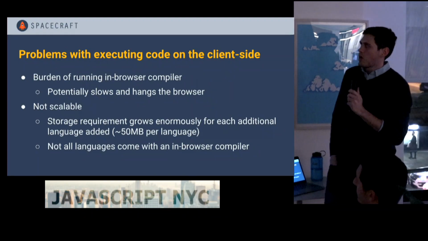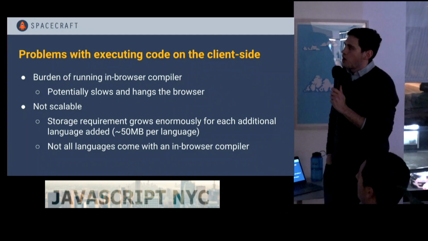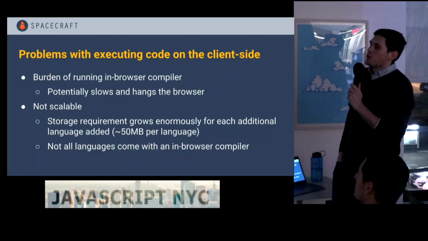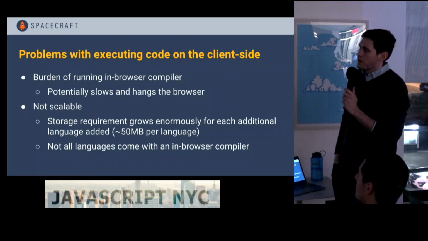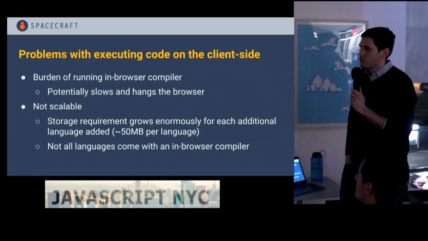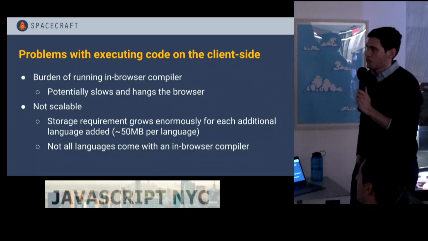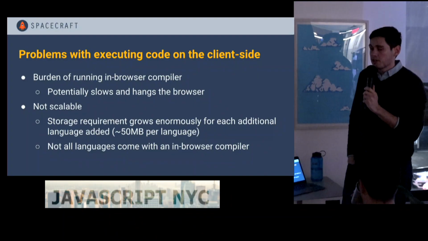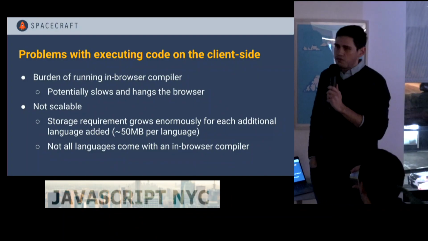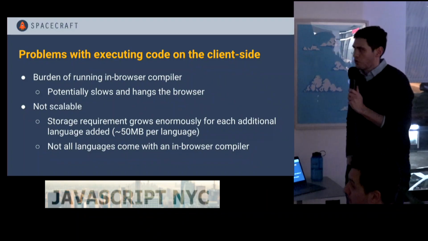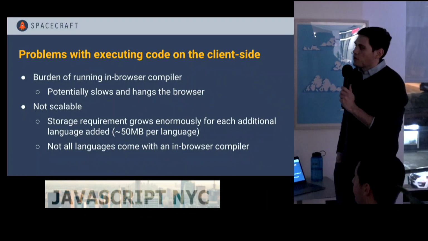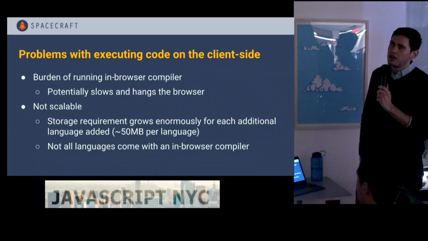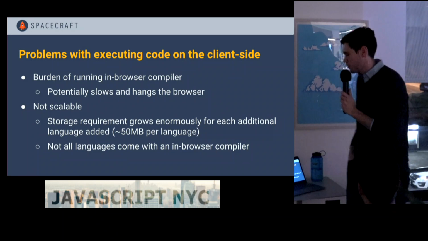But we ran into several problems with executing code on the client side. We have the burden of running an in-browser compiler for the languages we choose to support, which potentially slows and hangs the browser. And it's also not scalable, because we found that the storage requirement for each language we support grows enormously over time. Right now, for each of our 3 languages, it's about 50 megabytes per language. And if we want to go on to add 5, 10 more languages, it's just going to grow out of reach for the clients. Also, not all languages come with an in-browser compiler, and that's not a task we wanted to take on ourselves in the future.